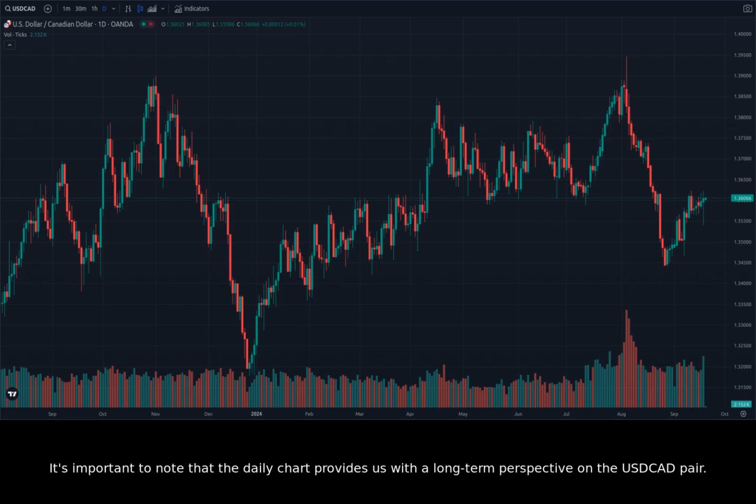It's important to note that the daily chart provides us with a long-term perspective on the USDCAD pair. To get a better understanding of the current market sentiment, we need to look at shorter-term charts. Let's switch to the 1-hour chart and see what insights we can gather.